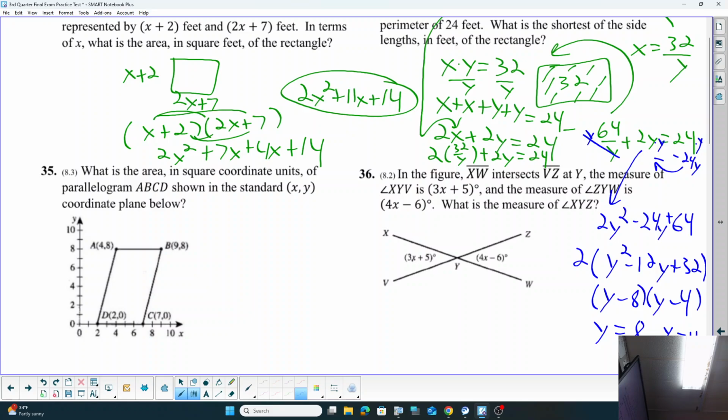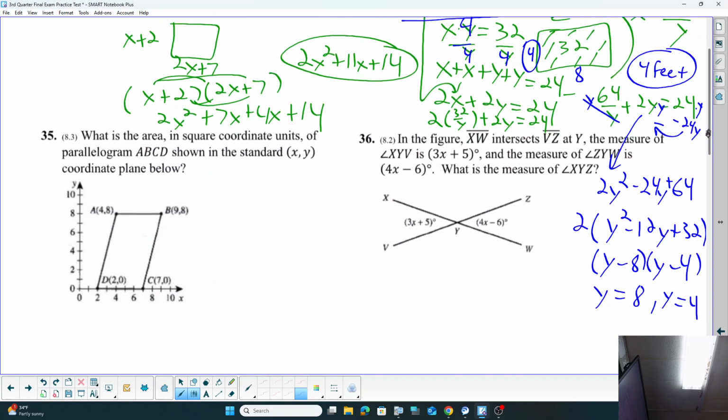Okay, interesting. One of them should work and one of them shouldn't. I do think 8 times 4 works, but let's see. So we plug in 4, and then you divide that to the other side, and you get 8. So y could equal 4, and x could equal 8. Oh, and the other way around works too. So it is going to be 8 and 4. And what is the shortest side? The shortest side is 4 feet. We did it! Nice.